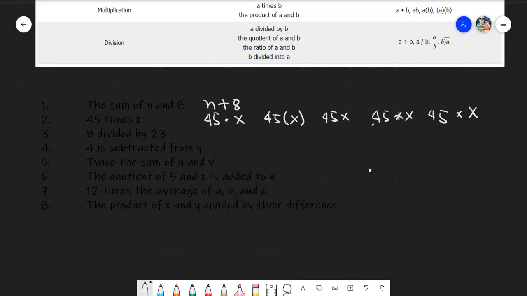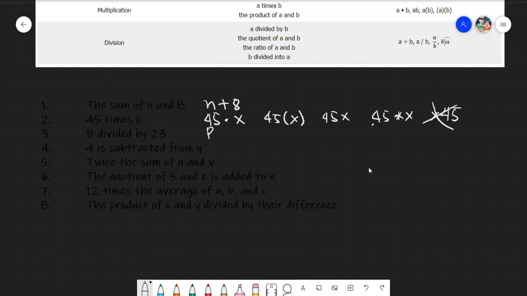But then again, it would all be the same. But it can never, ever be x 45. Remember this one. This would be the same for this case. When you are using the no-symbol way of writing multiplication, always make sure that the numerical coefficient, or the number part, is first. This one is very wrong. Okay, next one, B divided by 23.